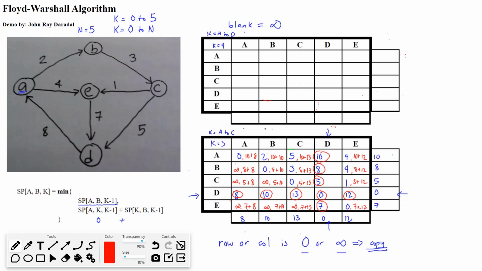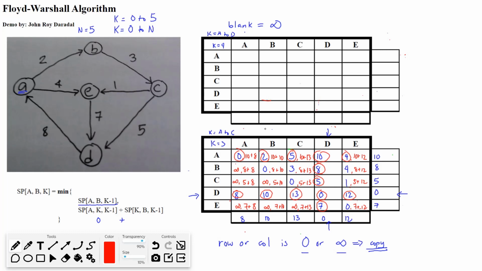Okay, so let's now choose which one is the minimum. So 0 versus 18, still 0. 2 versus 20, still 2. 5 versus 23, still 5. 4 versus 22, still 4. So although we computed something in row A, it still stayed the same. Okay, it's still the same values.